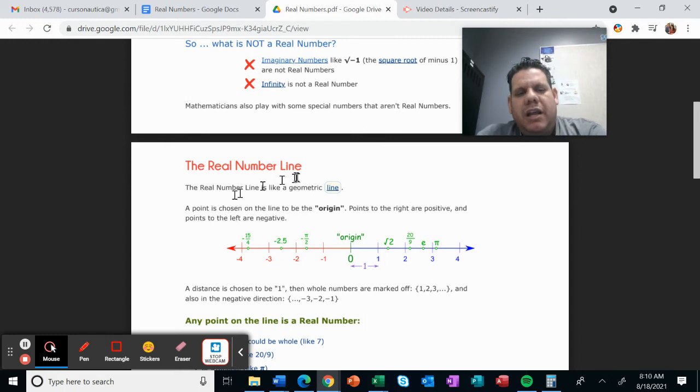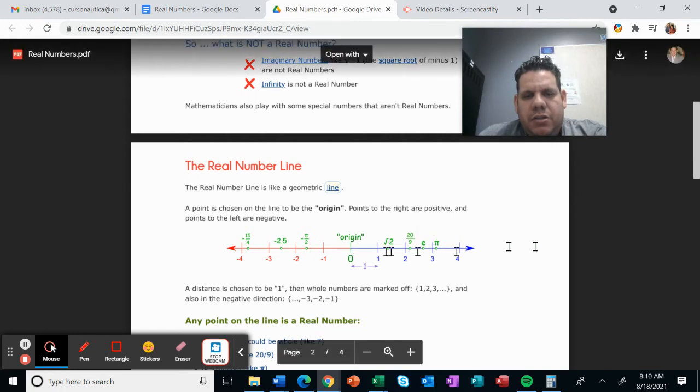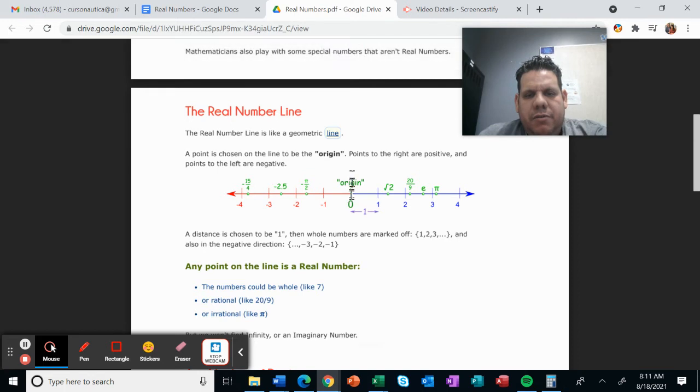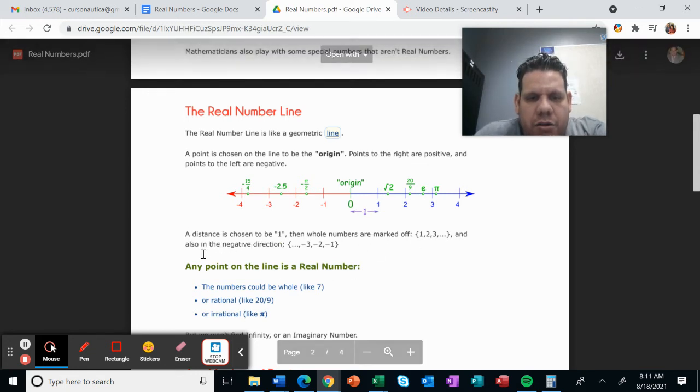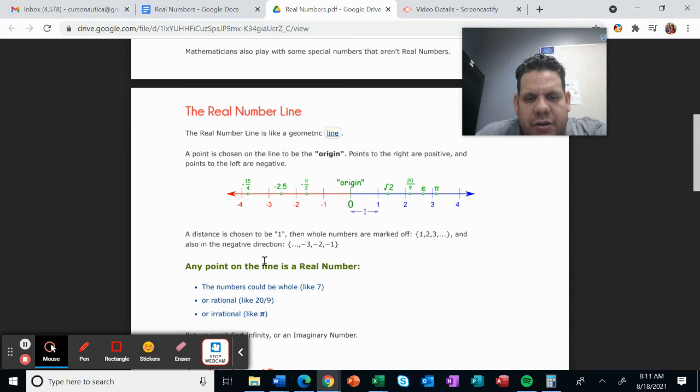And about the real number line, it is like a geometric line. A point is chosen on the line to be the origin. Points to the right of the zero are positive, and to the left are negative. Just in the middle we have zero, and this is the origin. A distance is chosen to be 1, then the whole numbers are marked off 1, 2, 3, and also in the negative direction, -3, -2, -1. Any point on the line is a real number.